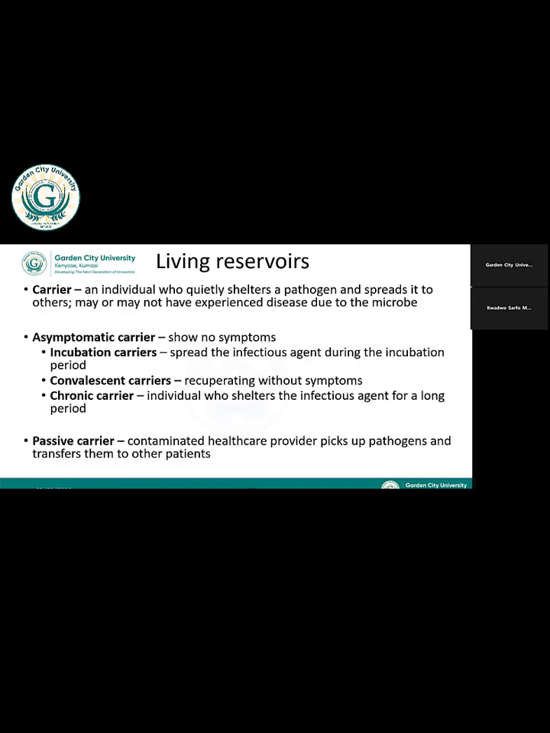You can have passive carriers. So you have the contaminated healthcare provider who picks up the pathogen, and then patients. That's why we practice infection control in health facilities.